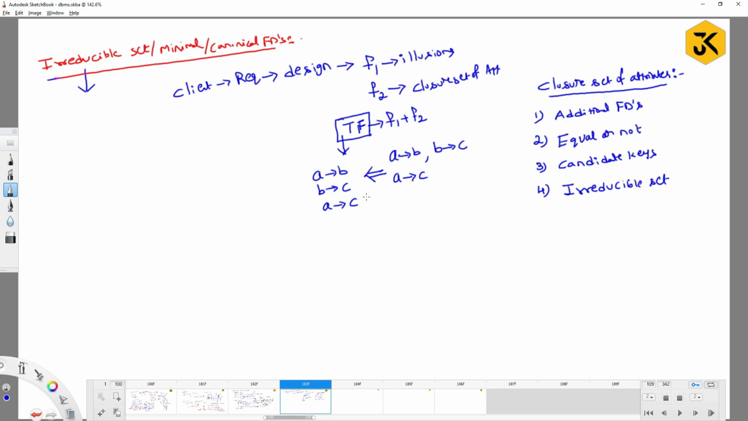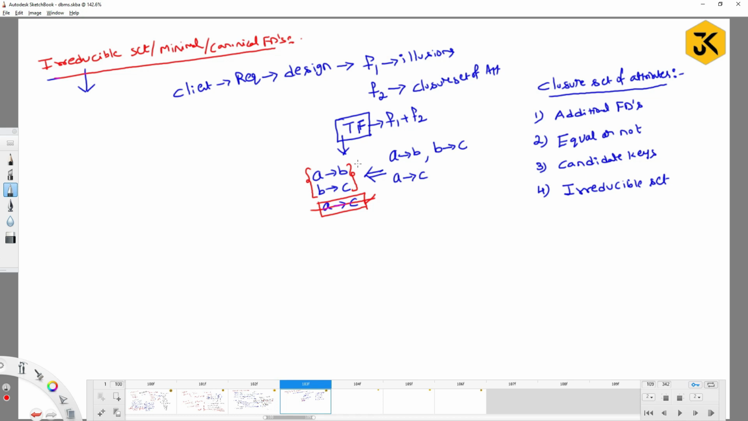If I observe clearly, from A determines B and B determines C, can I get A determines C or not? Yes, we can get it, right? So I can say that this is the redundant one. So I will remove it from the set of functional dependencies. Now, is there any way to reduce this further? No. So I can call it an irreducible set, which I cannot minimize further, right?